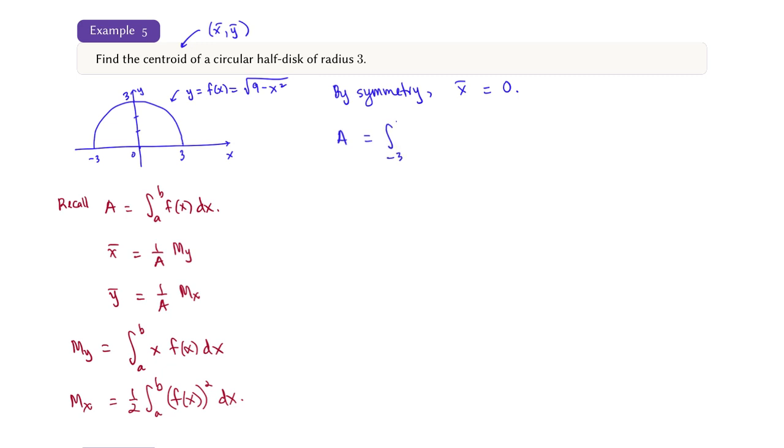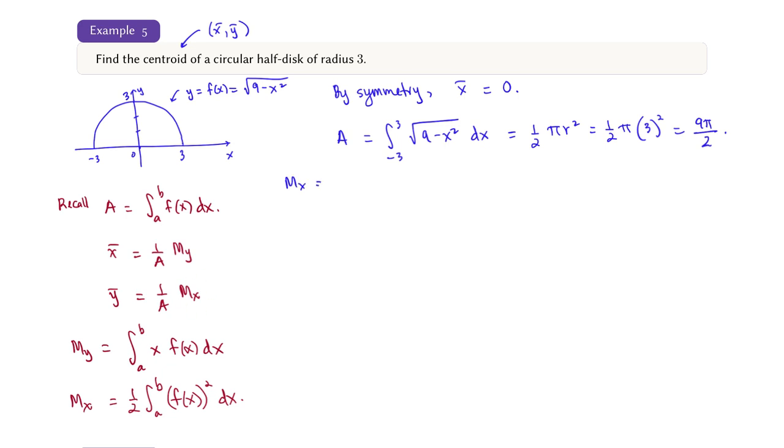And so in this case, the area is the integral from -3 to 3 of the square root of 9 minus x squared dx. But we don't need to find the antiderivative. We know that this is half of the circle. So the area is 1/2 pi r squared, but the radius is 3. And so the area is 9 pi over 2. X bar is 0. Y bar is 1 over a times the moment about the x-axis.